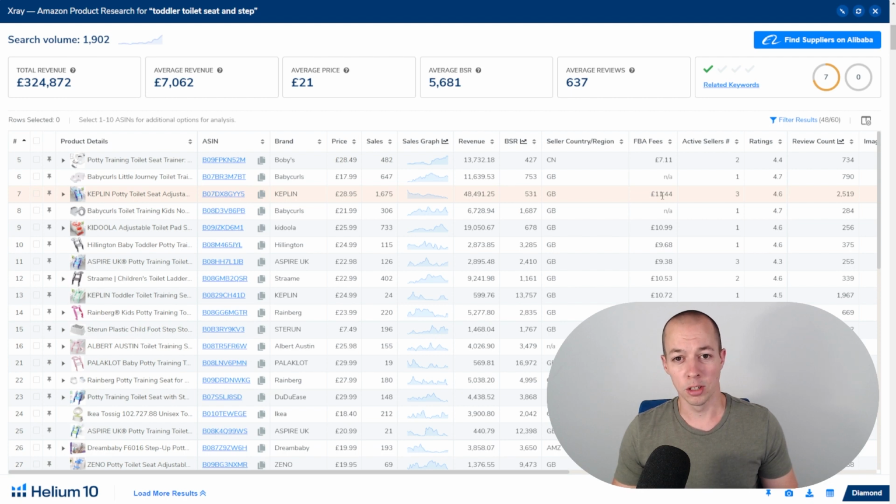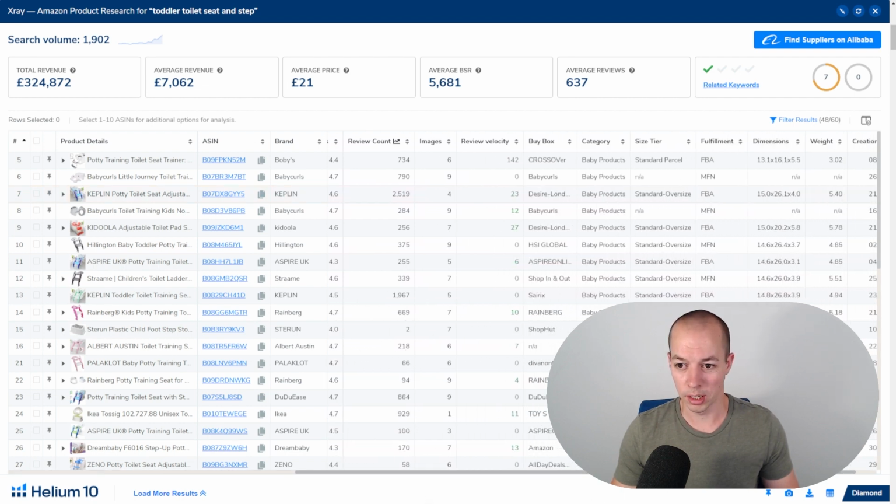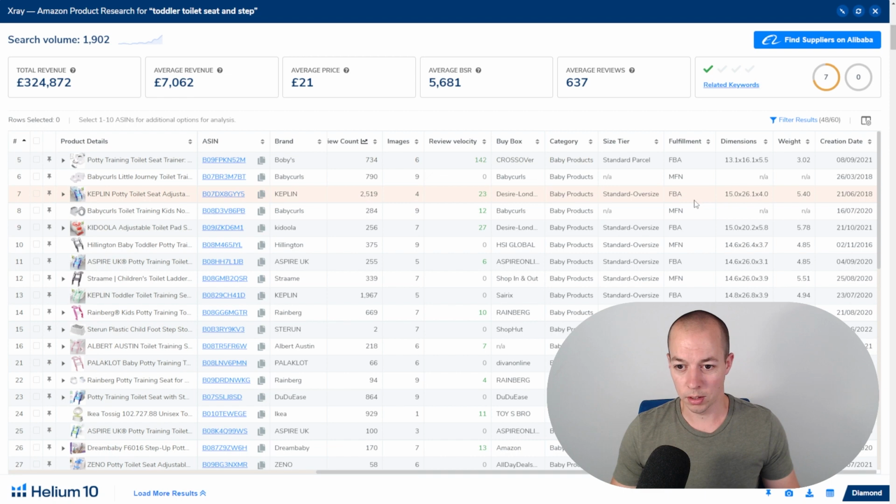And the chances are their margins are going to be very, very tight, because that's a huge chunk to be losing to your fees. And it might be because their product, the way they've packaged it, is maybe a couple of centimeters different, and it's put them into a different tier. And if we scroll over to this right-hand side, we'll probably see what's happening. So these guys here are classed as a standard parcel, whereas these guys are classed as standard oversize.